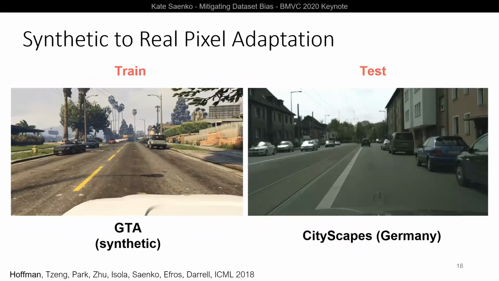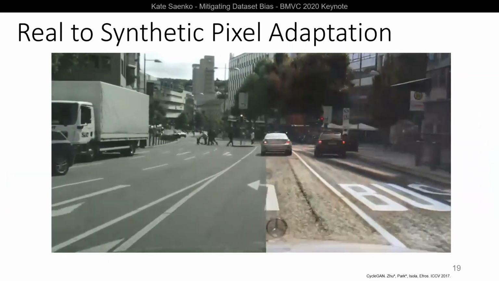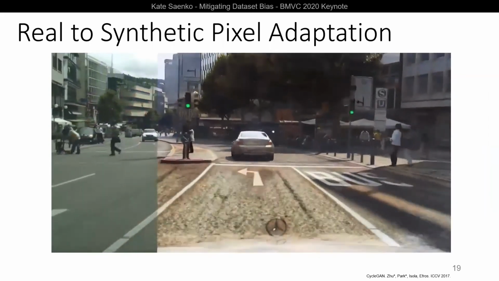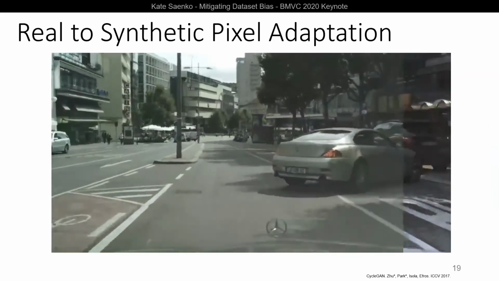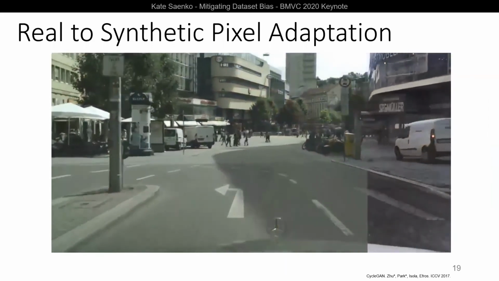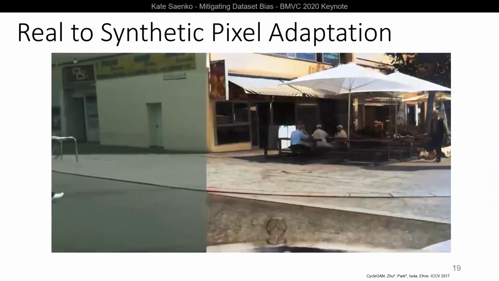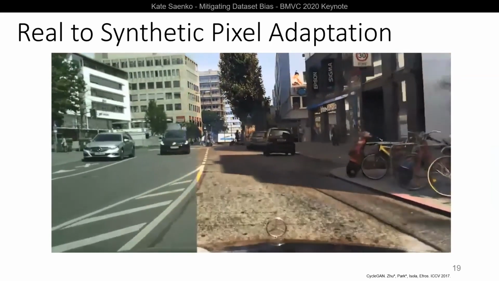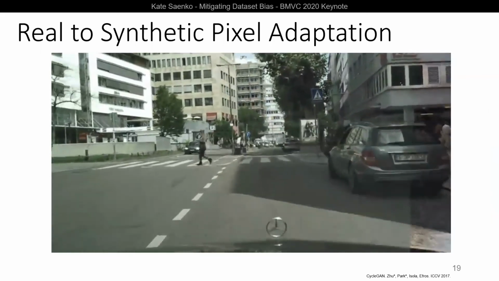So I'll show an example of this in action here. The two domains are the synthetic game domain, this is a Grand Theft Auto game, and the goal is to segment the images into semantic categories, and our test domain is coming from a real data set called Cityscapes. And so here is a video that shows, in this case, the model translating from real to synthetic, and you see how it makes the real Cityscapes images look like they came from the Grand Theft Auto game. So it makes the colors brighter, it changes the textures of the road and other textures of the background as well.